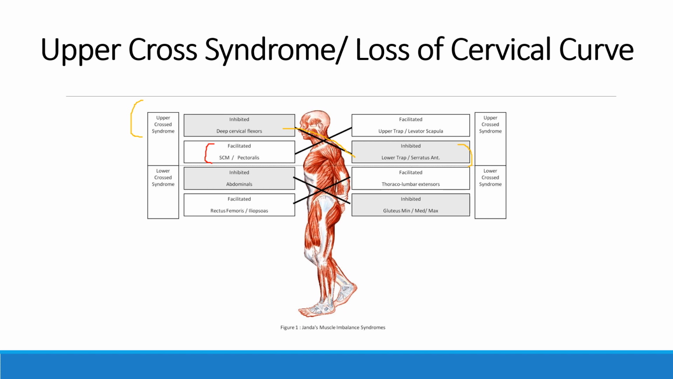And then lower cross syndrome goes with this, right? So inhibited would be our abs and our glutes. Okay, so inhibited is our abs and our glutes. Okay, so nobody's walking around saying my abs of steel are really a problem, right? Or my glutes of steel or buns of steel, that's what it was, are really a problem. No. Okay, so no, these are what's going to help stabilize us.